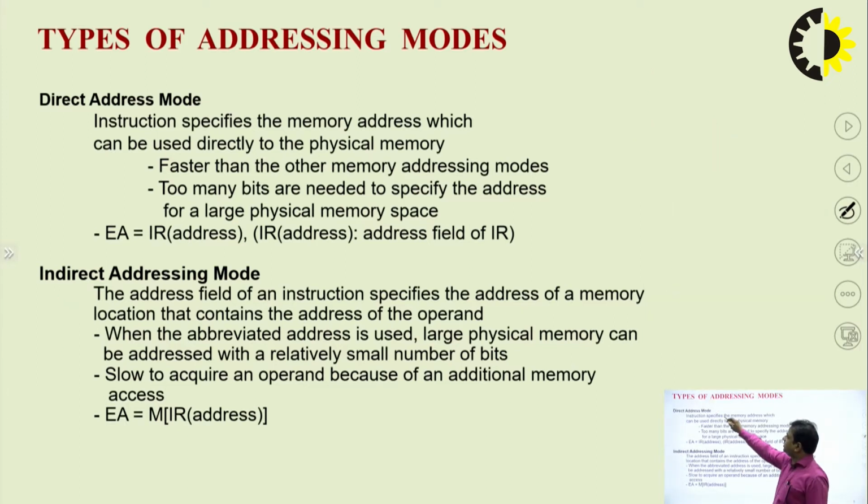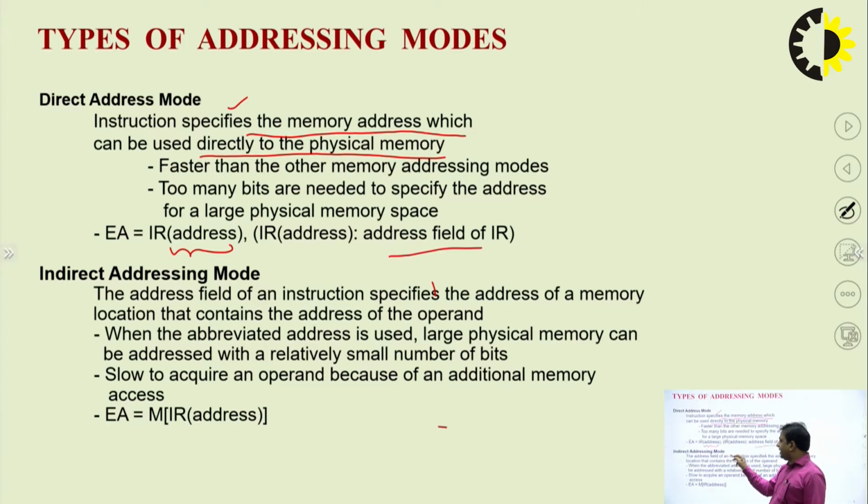In direct addressing mode, the instruction specifies the memory address which can be used directly to the physical memory. That means in direct addressing mode, the instruction itself contains the memory address. That is the address field of the instruction register.